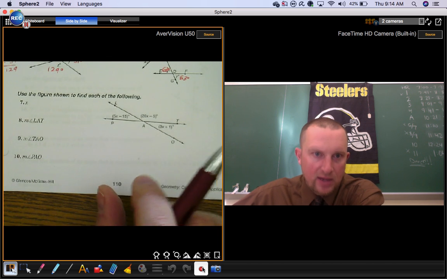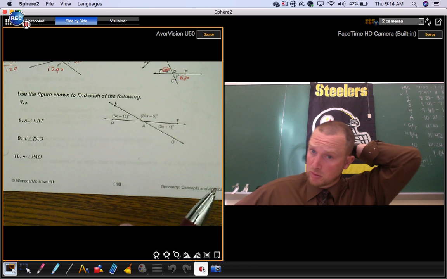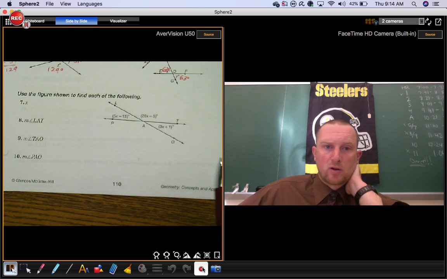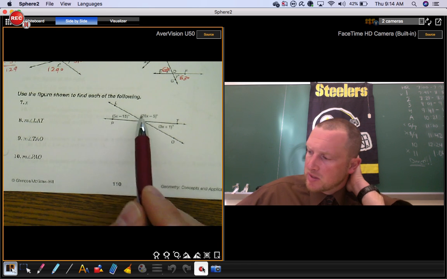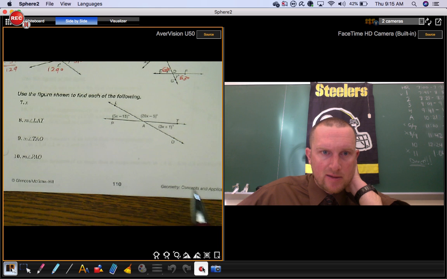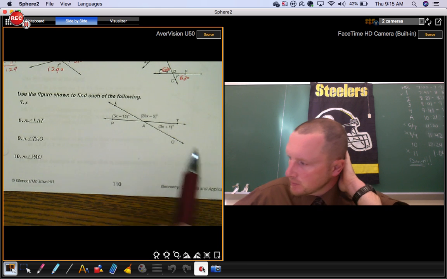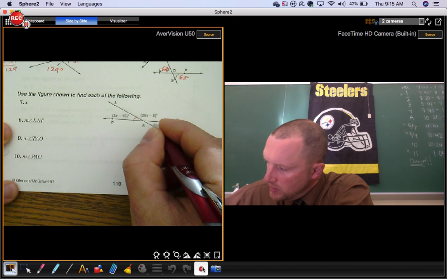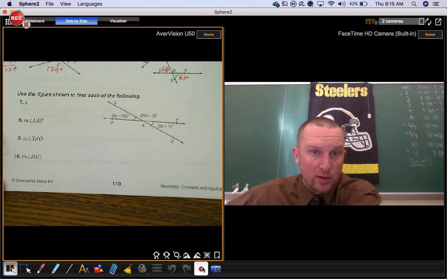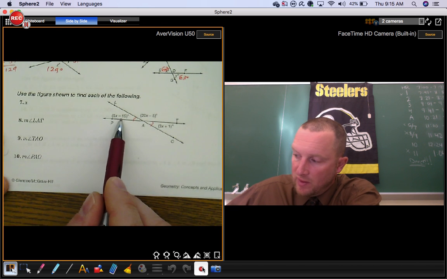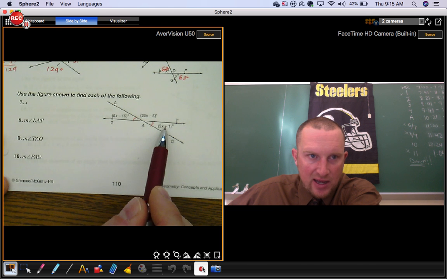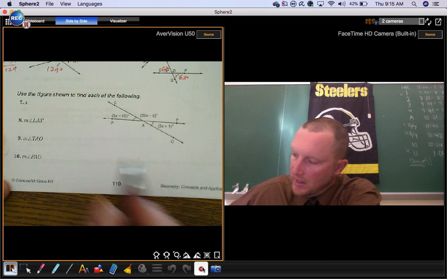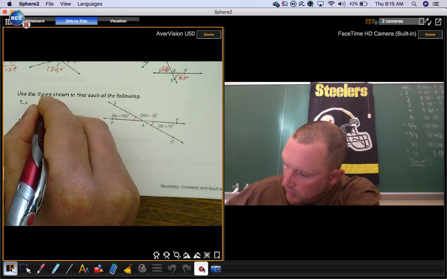Okay, 7 through 10, definitely a little more to it. You have two lines that cross, so the diagram's simple, but notice how they give you the angle measures. That's a little more complicated. We have vertical angles right here. I'm going to put these arcs on here because I know vertical angles are the same. So whatever this is, it has to match that. So if you want to find x, that's a good way to start.